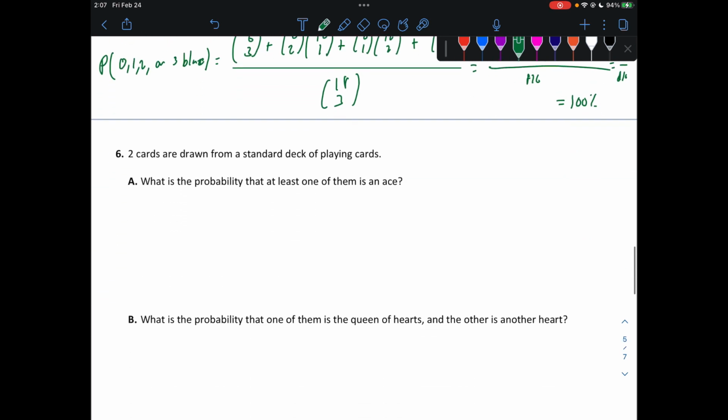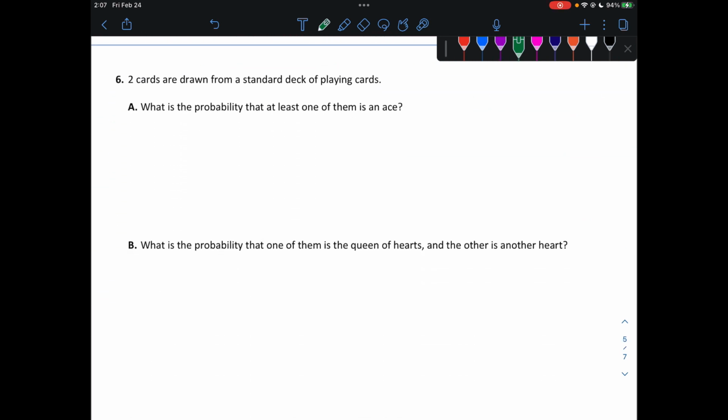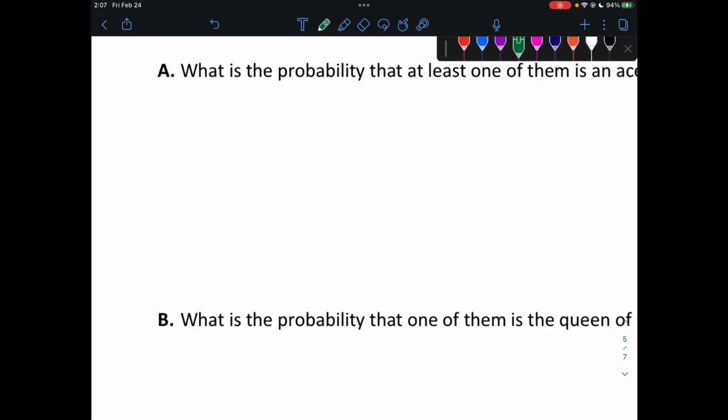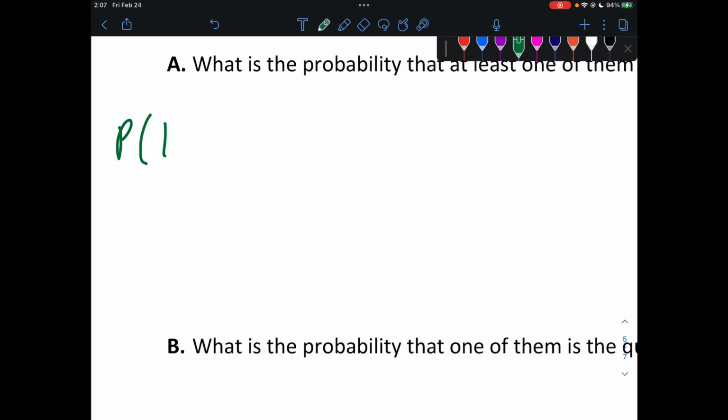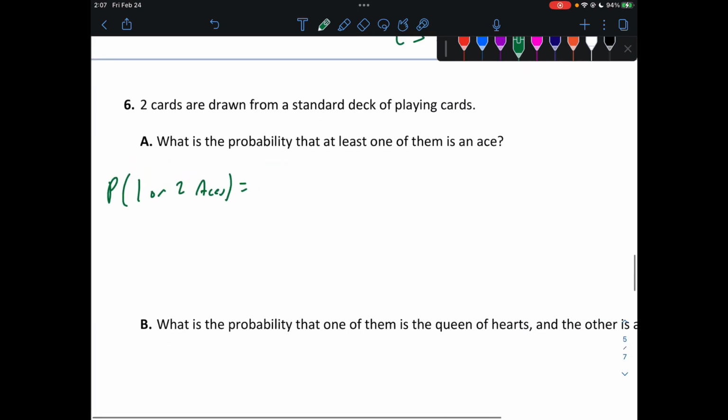All right, number 6. 2 cards are drawn from a standard deck of cards. What's the probability at least one of them is an ace? So that means if we're drawing 2 cards, we can get probability of 1 or 2 aces. All right. So the probability of picking 1 ace would be 4 choose 1, and then 48 choose 1, because there's 4 aces and 48 non-aces, or pick 1 of each.